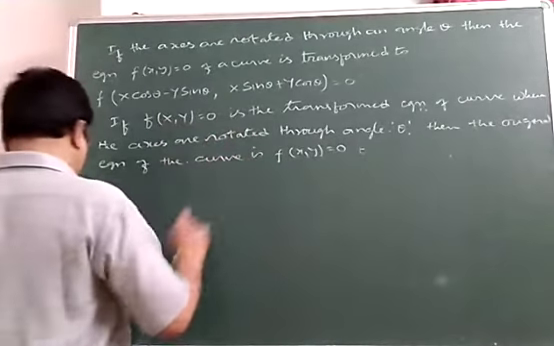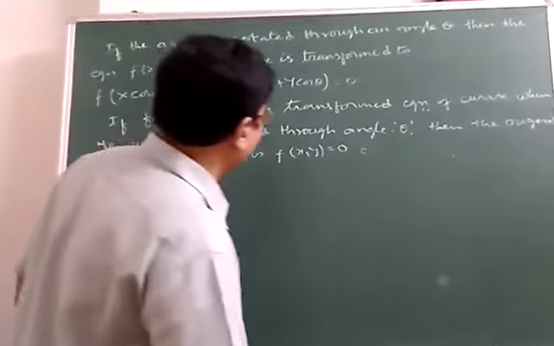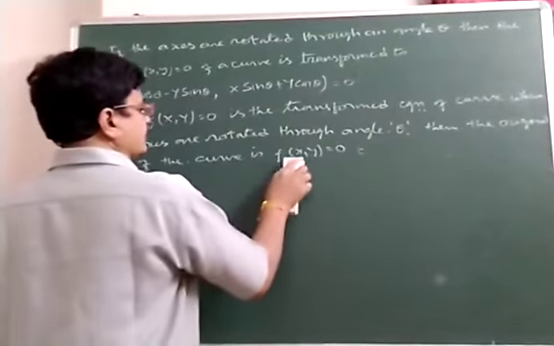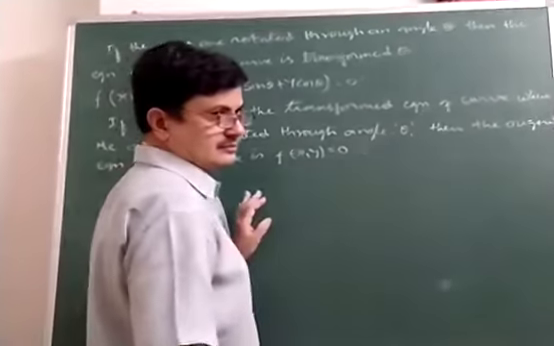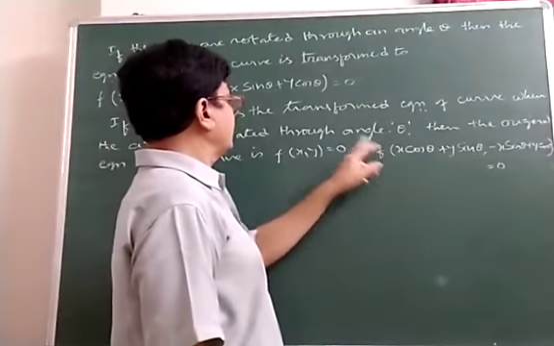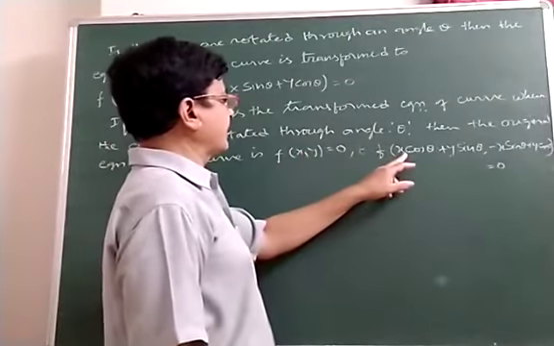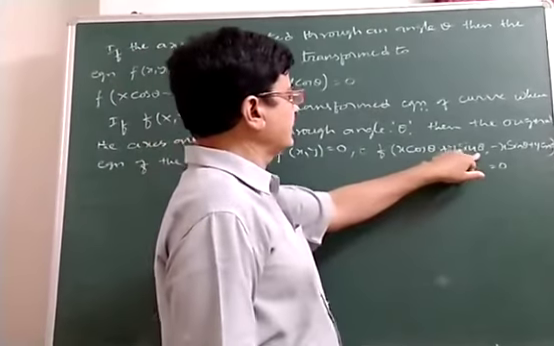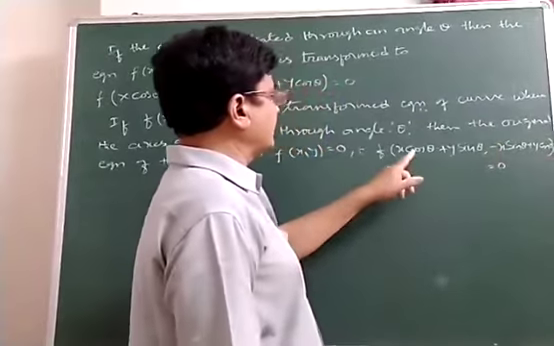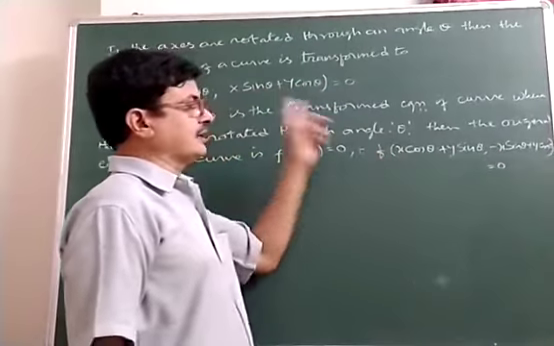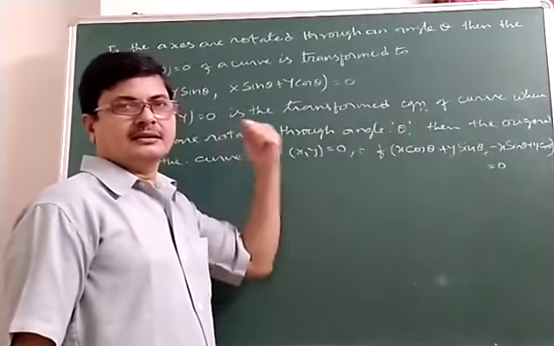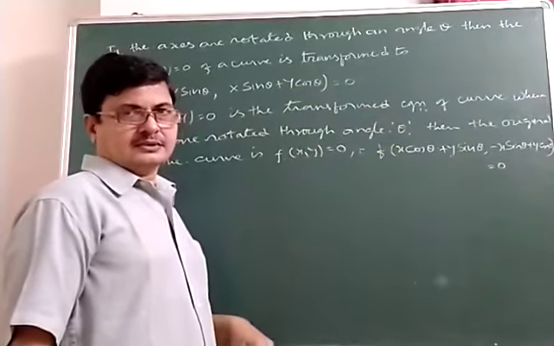Here f(x, y) can also be written as f(x cos theta plus y sin theta, minus x sin theta plus y cos theta) = 0. This is the original equation of the curve when the axes are rotated through an angle theta.